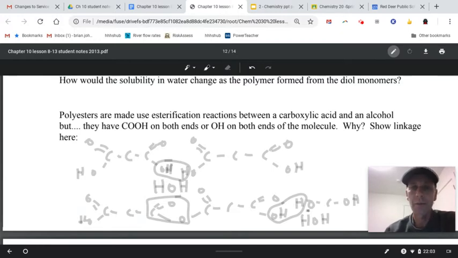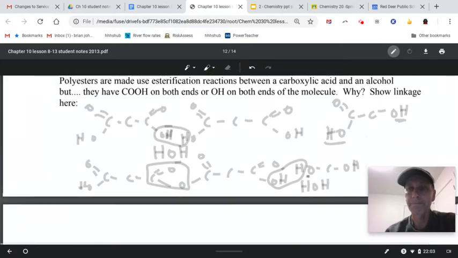Polyester, and these can be made with carboxylic acids or alcohols or a combination. So one end could be C double bond O, OH, and the other end could be an alcohol. It doesn't matter as long as we have OH groups on both ends of the molecule, you can link them together and remove a water each time.